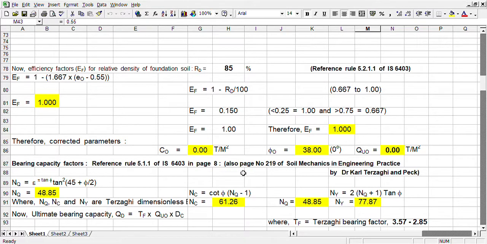Now, other factors as NC, NQ, and N gamma. These are original Terzaghi equations. This is normally available in standard textbooks. These are not available in the present IS code, although in earlier codes these equations are there. Now IS code prescribes some graphical representation from phi 0 to phi 45. We can find out the NQ, NC, and N gamma. Instead of that, we are deriving it mathematically so that we cannot make any unwanted errors in our computation and compilation.